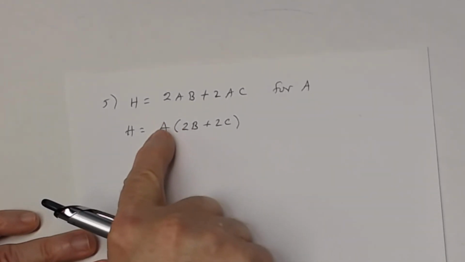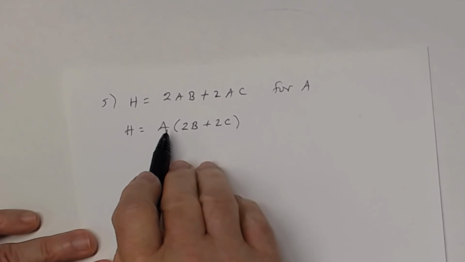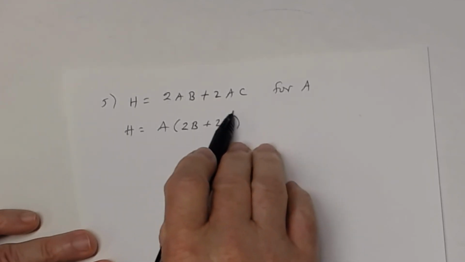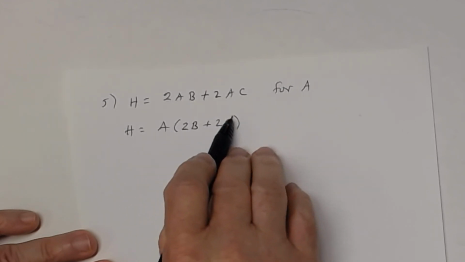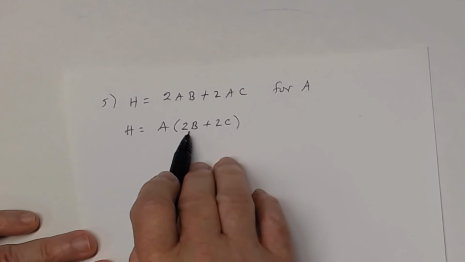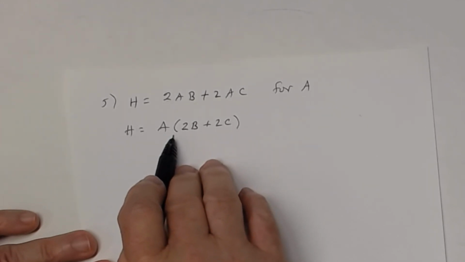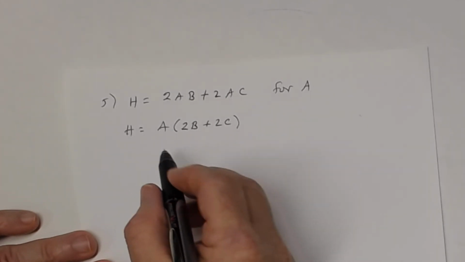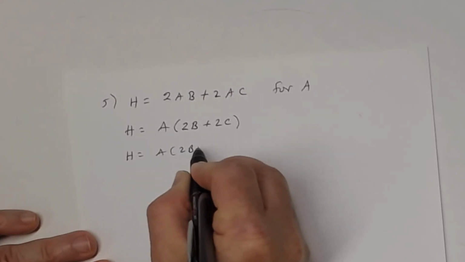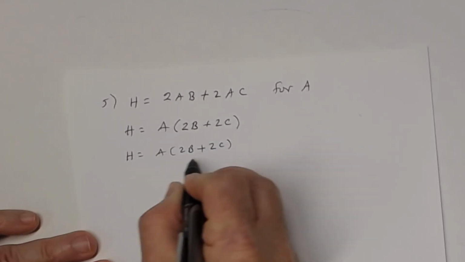And then if I'm getting A by itself, notice right now, to get A by itself, I'm multiplying A by this set of parentheses, this expression, 2B plus 2C. The opposite of multiplication is division, right? So let's just go ahead and rewrite this over. So this is what I have. So remember, the opposite of multiplication is division.